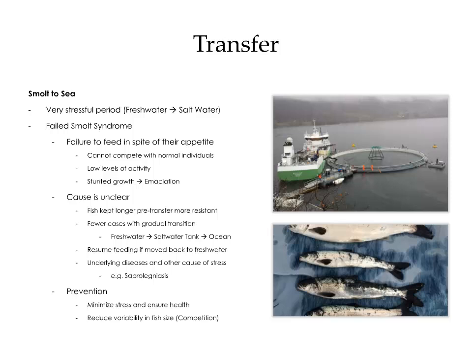In order to prevent failed smolt syndrome, you need to minimize stress and ensure the health of the fish. You should also reduce the variability in fish size to prevent intraspecific competition.